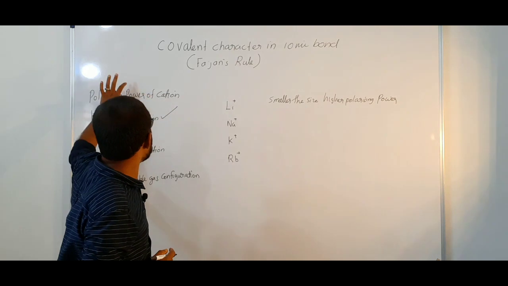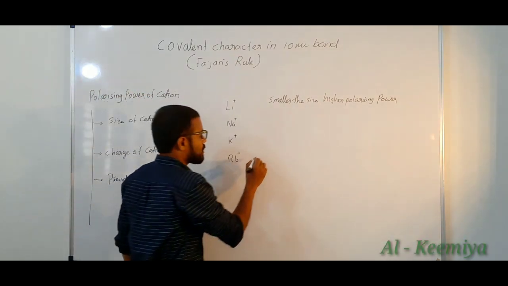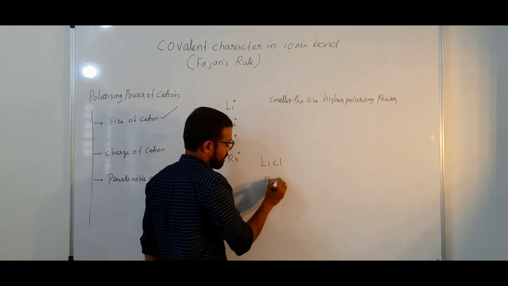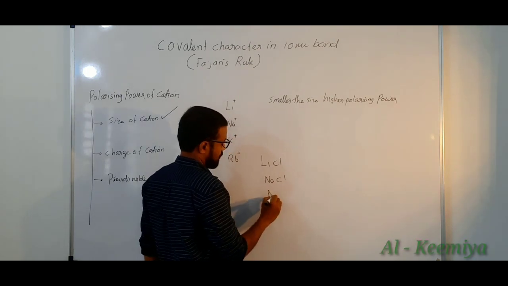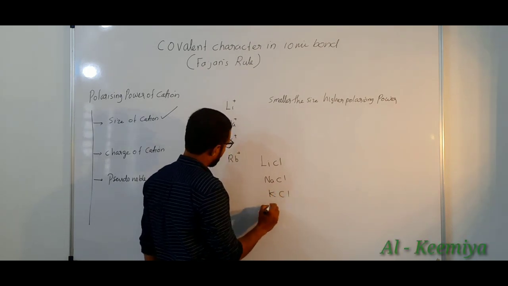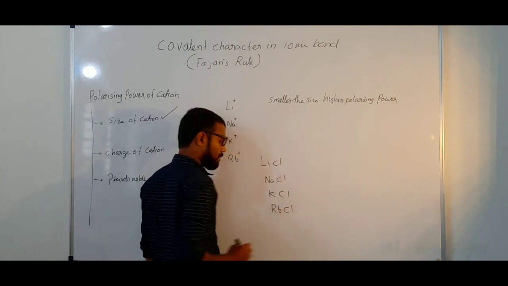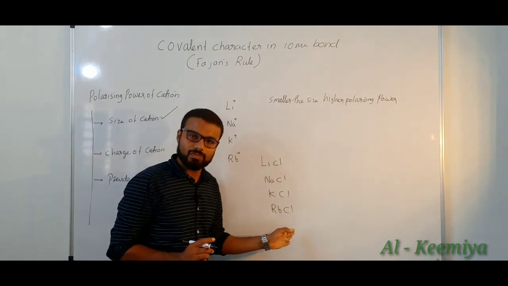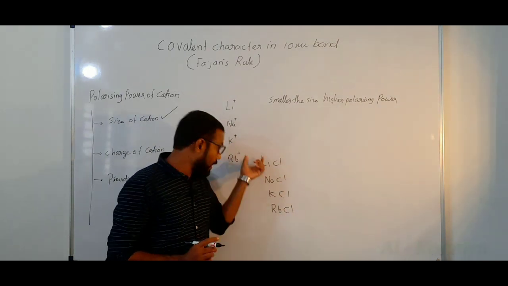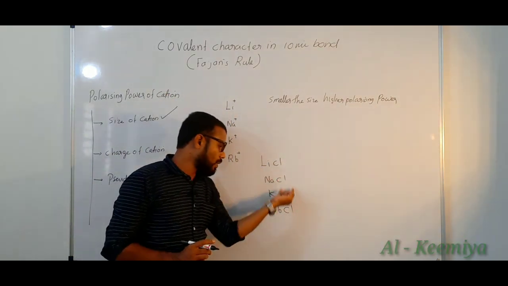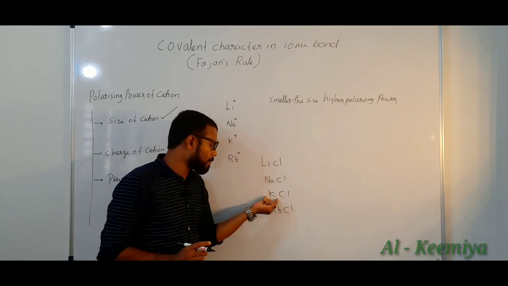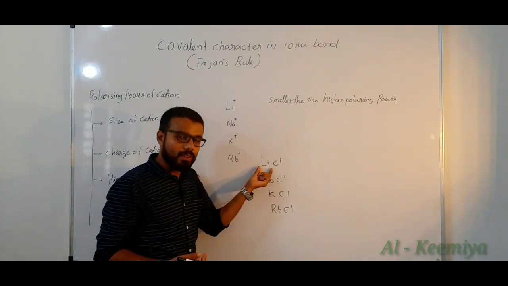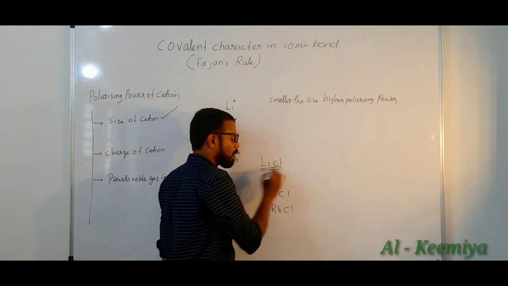So higher the polarizing power, higher will be the covalent character. So LiCl, NaCl, KCl, rubidium chloride. Which one has higher covalent character? All the anions are the same. We are not going to discuss the anion now. Now we are discussing the cation. The anion is chloride for all, but the cation is lithium, sodium, potassium, rubidium. Which one has the smaller size? Lithium has the smaller size, so higher polarizing power, therefore covalent character will be high. So this compound will be more covalent.